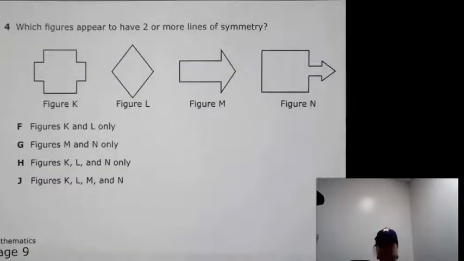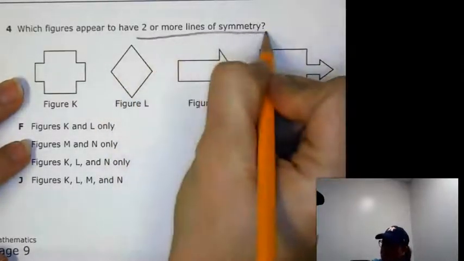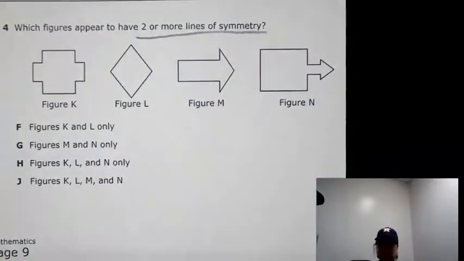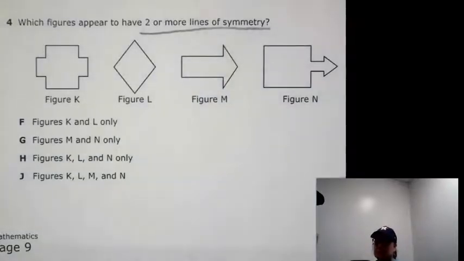All right, question number 4. Which figures appear to have 2 or more lines of symmetry? Okay, do you remember what symmetry is? Think of a butterfly that when it folds its wings in half and opens them up, it's exactly the same, a mirror image on the other side. So they're asking which have 2 or more.